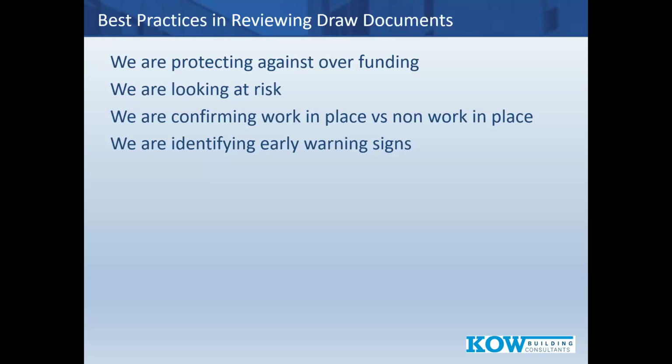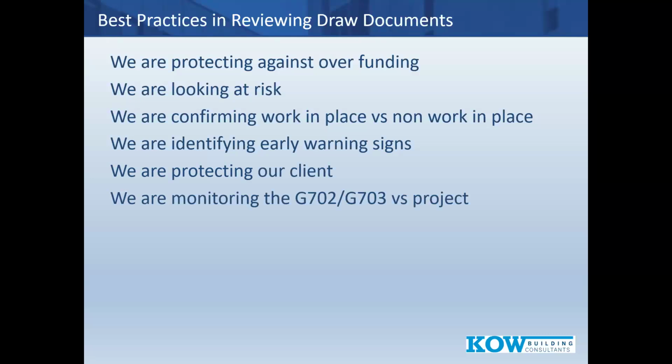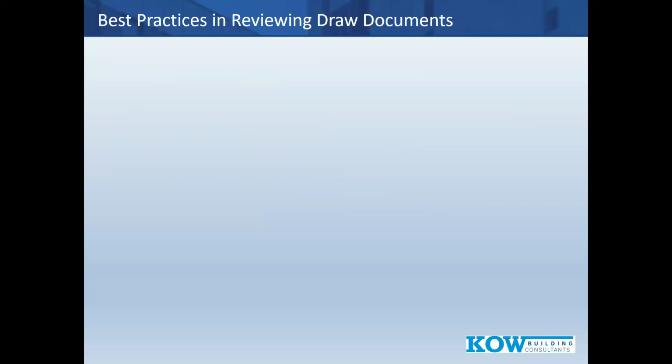Now, maybe they stopped the project because they're doing a redesign. Maybe there was a zoning change and they want to get additional floors approved. There could be a logical explanation, but early warning signs is part of that review of the draw and the documents. We're protecting our client. That's obviously paramount. We're protecting our client and their interests. We're monitoring the G703 and G702 versus the project. So that's the goal of what we're doing out there. Now let's look at how we do it.